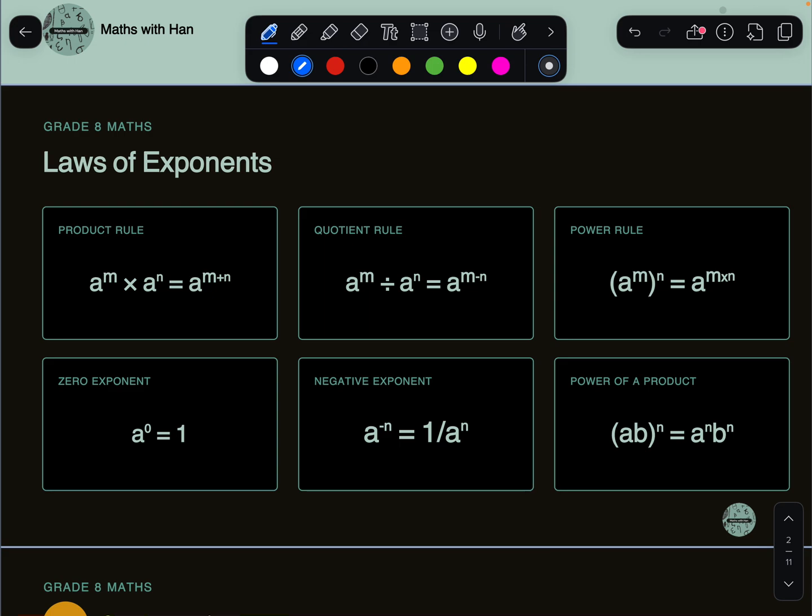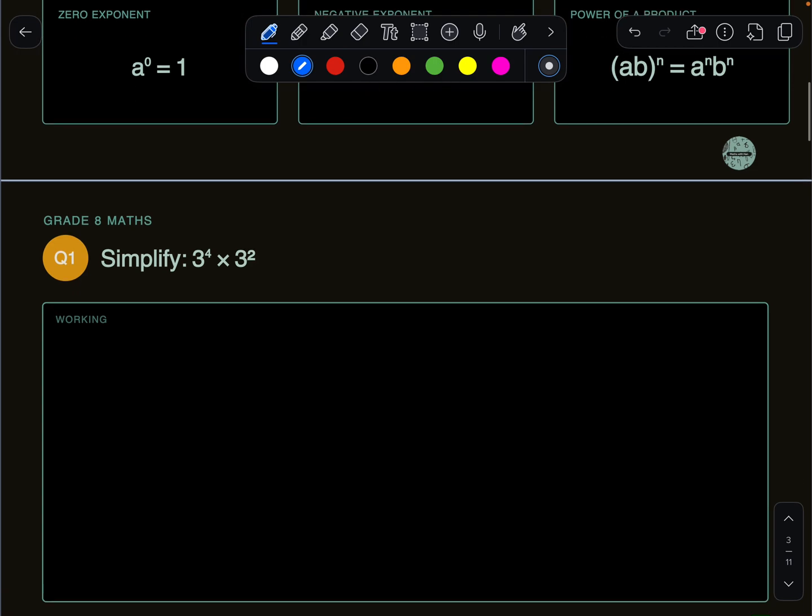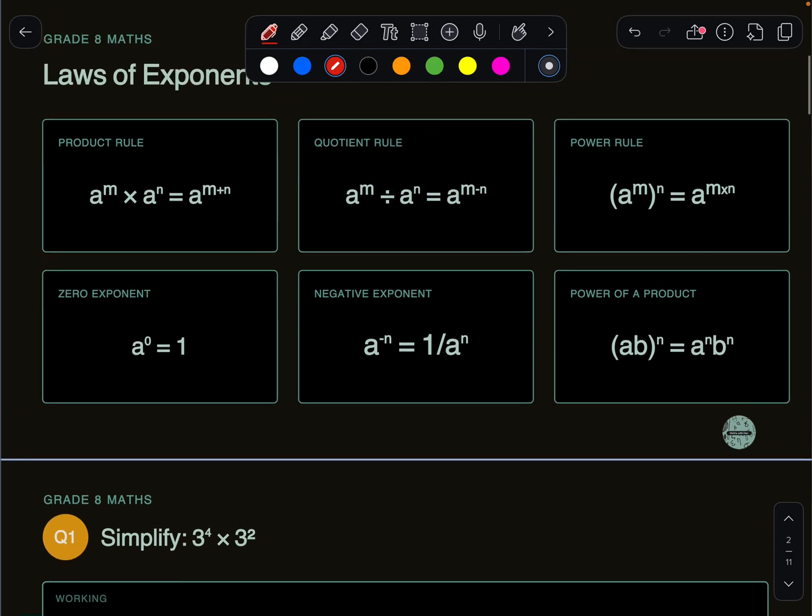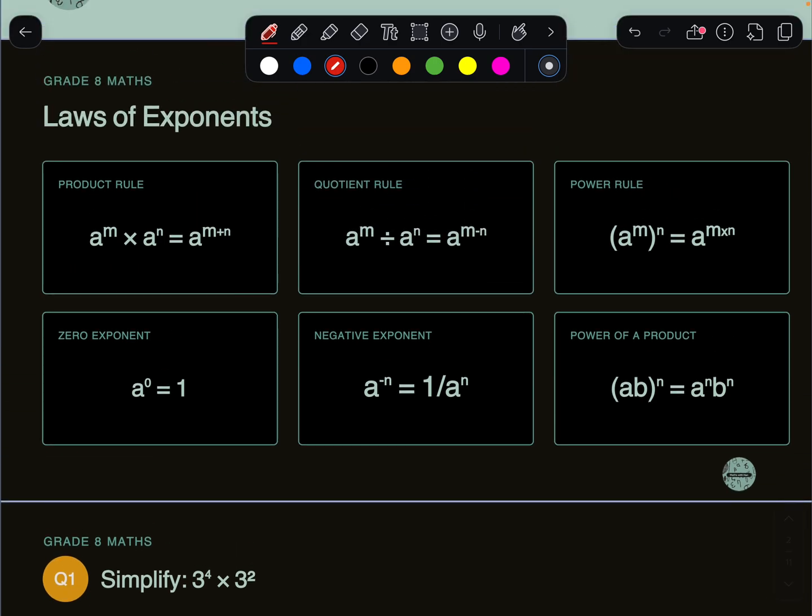Once you've learned all these laws, the kind of questions you're going to get are like these. Simplify 3 to the power 4 times 3 squared. All we have to do is use our laws of exponents. This product rule has a similar form, and what it basically says is when you're multiplying two terms that have the same base, so 3 and 3, you can just add the exponents.